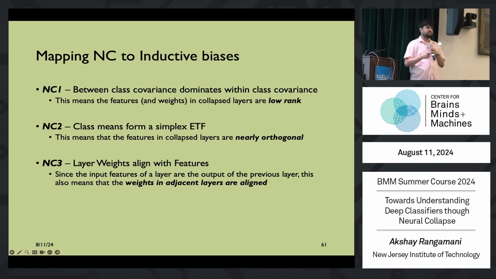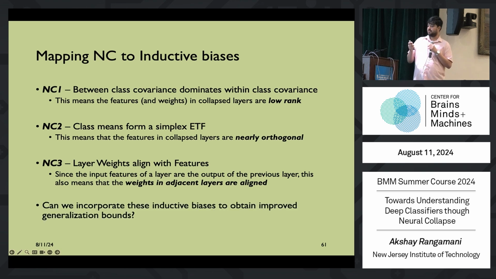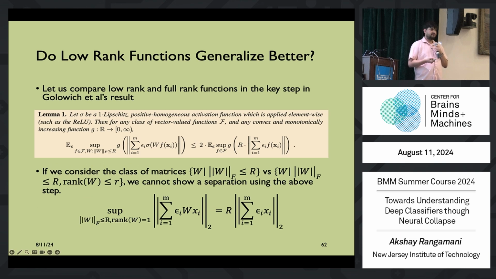Now, in whatever I'm going to show you in the next few slides, I'm going to focus basically on the low rank part of this, to incorporate the low rank bias into a generalization bound. It's trying to show that if you have low rank networks, then you can generalize better. So the first pass over this, why don't we just throw in low rank and full rank functions into whatever Golowich et al. did earlier.